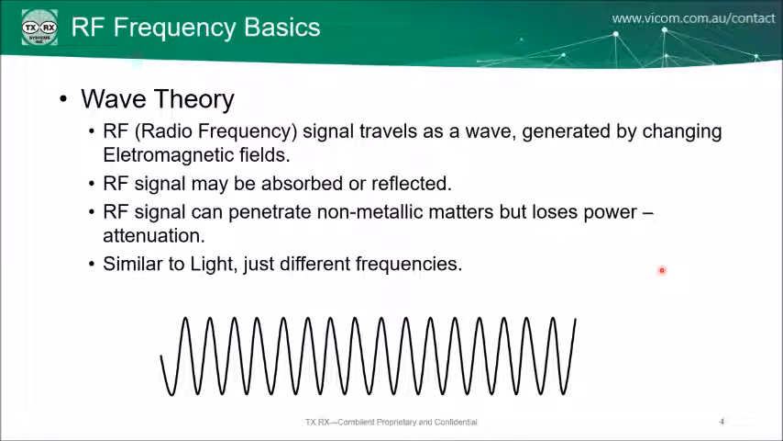So, the first thing as far as wave theory is that all radio frequency energy travels as a wave. It's generated by electromagnetic fields. Anything within an electromagnetic field, such as a motor, power lines, generators, any of that can create RF energy. The RF signal can be absorbed or reflected by different materials. It can penetrate non-metallic materials, but it loses power. A good way to think of this is your cell phone when you're in a giant metal building. You've got no signal in the middle of it. This is similar to how light works, just different frequencies, and of course different materials affect it differently.